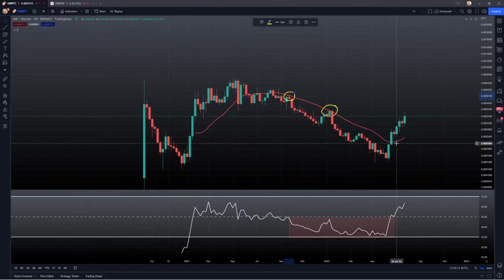We're getting back above these moving averages, back above some of these lower highs, key support and resistance levels, and the RSI is starting to get back into the overbought territory. So for me, this is looking really, really good.